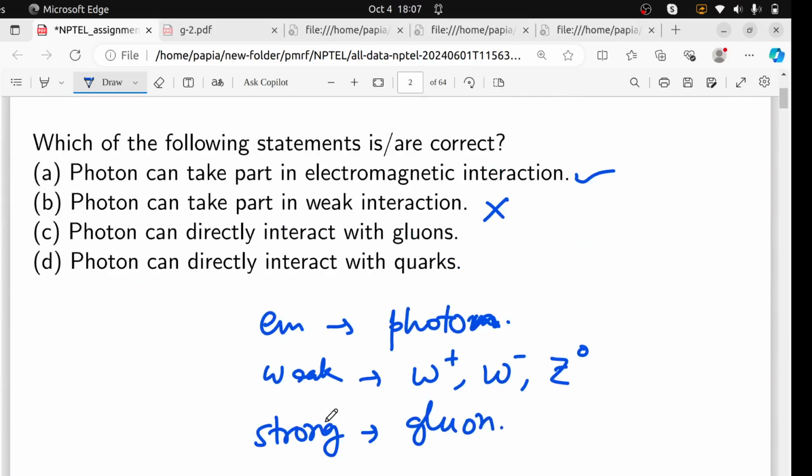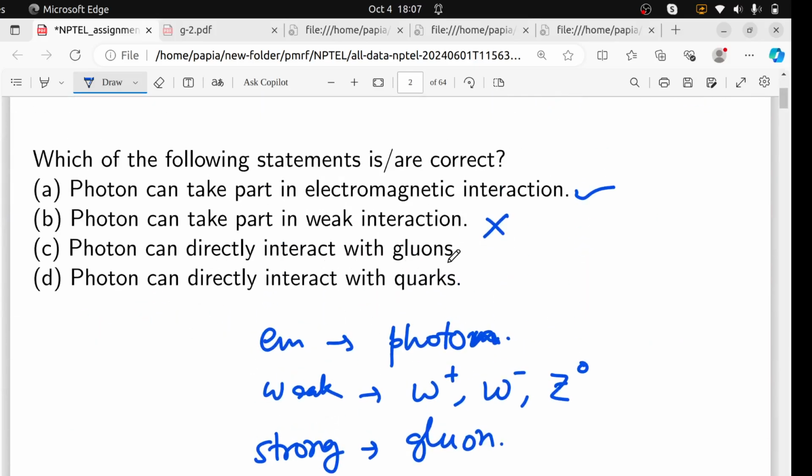Now, photon can directly interact with gluons. The main thing with gamma and gluon is that gluon has color charge. It does not have EM charge.